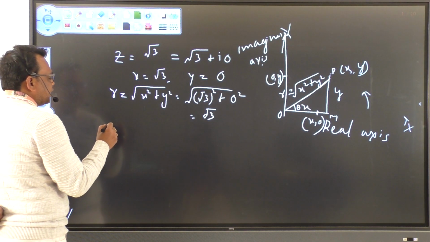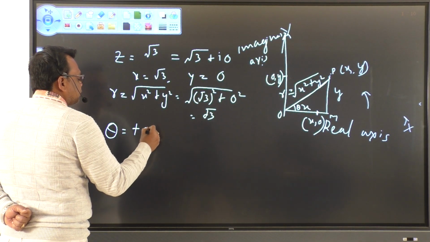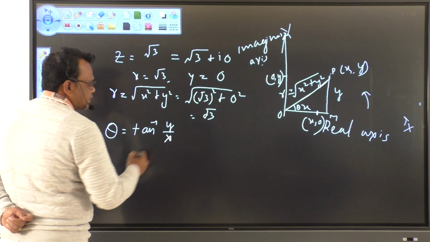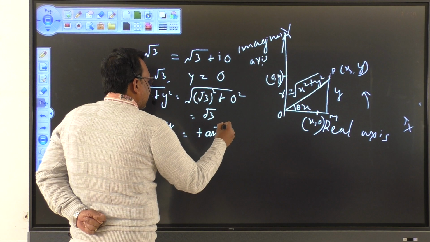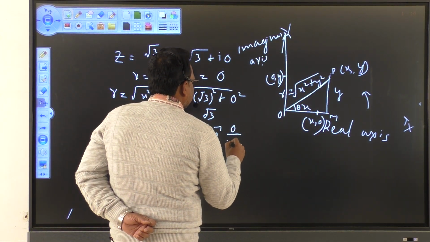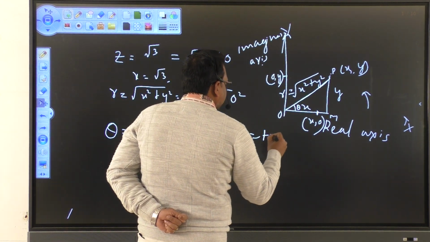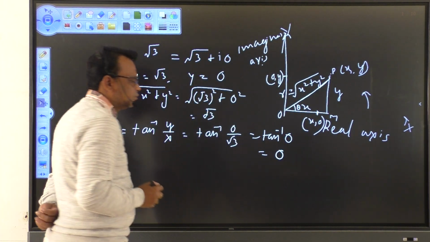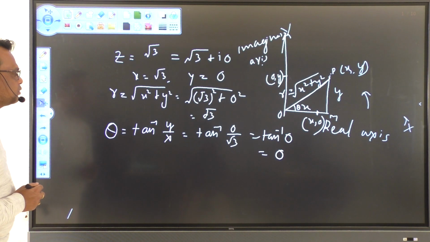Then come to theta. Theta is equal to tan inverse y by x, is equal to tan inverse, the value of y is 0 and the value of x is equal to root 3, that is 0 by root 3, is equal to tan inverse 0. So it is equal to 0. Here our amplitude is equal to 0. Our argument of the complex number is equal to 0.